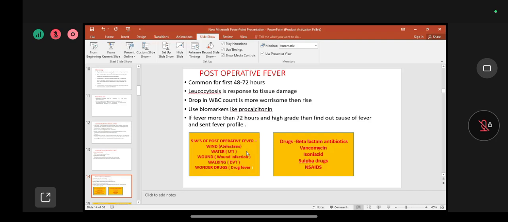The 5 Ws of post-operative fever: wind. In this, the most common cause of the fever is atelectasis; water, urinary tract infection; wound infection; walking, deep vein thrombosis; and wonder drugs. They are beta-lactam antibiotics. They produce fever: vancomycin, isoniazid, sulfa drugs, and NSAIDs.